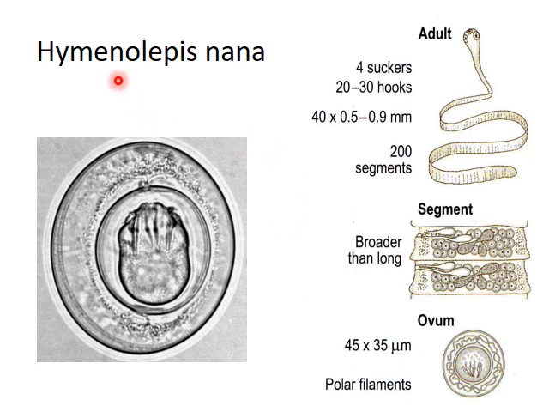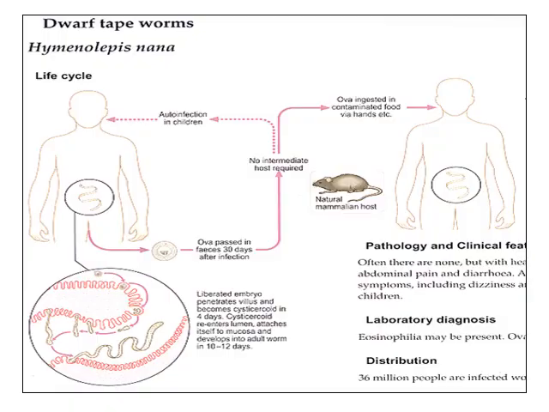Next cestode is Hymenolepis nana. The adult form is quite similar to Taenia, but it has only around 200 segments, and the segment is broader. This is the egg of Hymenolepis nana, which has typical polar filaments. Hymenolepis nana is also called the dwarf tapeworm.